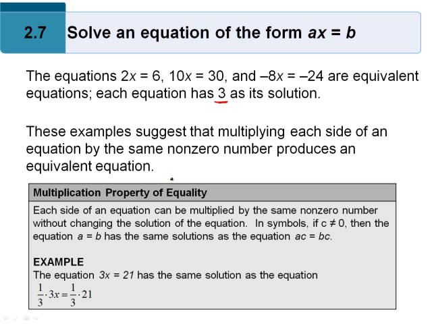So this uses the multiplication property of equality, which basically says that you can multiply both sides of an equation by the same non-zero number without changing its solution. And that also applies to division. You can divide both sides of the equation by the same number, except you can't divide by 0 because that's undefined. So basically that's what we're going to be doing, is dividing by the coefficient.